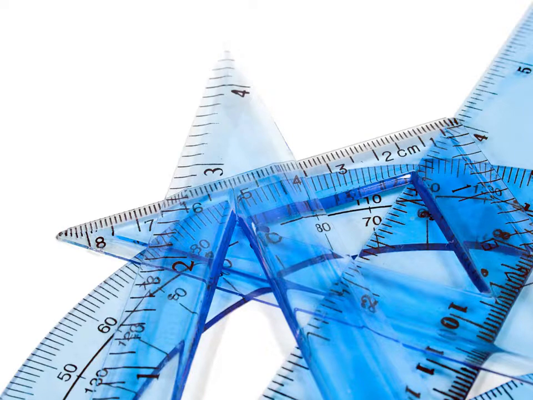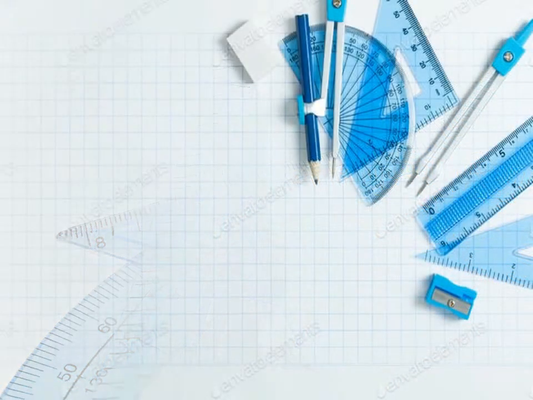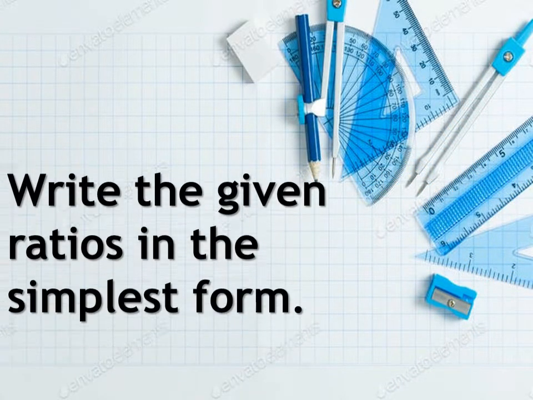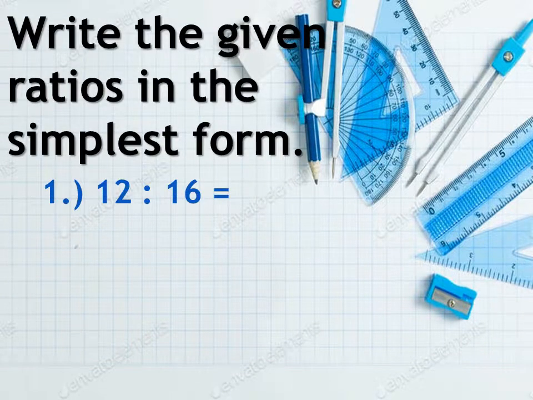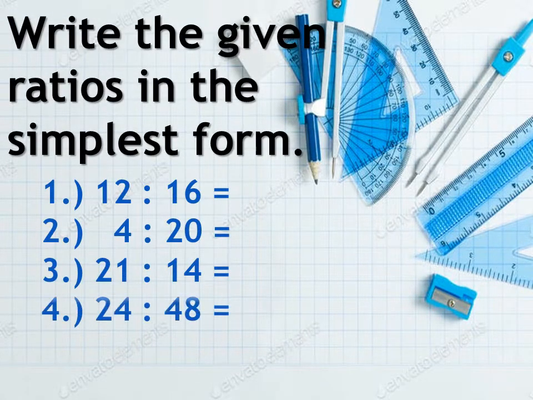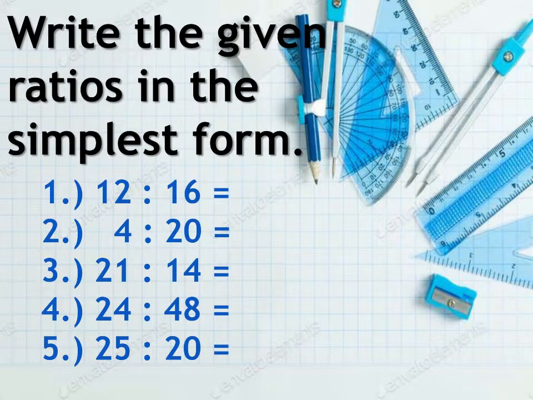In the previous classes, we have learned to compare two numbers and write them in the form of a ratio. And also, you know how to write a ratio in the simplest form. So, let's see how to do that. Right, look at here. Pause the video here and write the given ratios in the simplest form. You can divide both terms in the given ratio by a common factor.